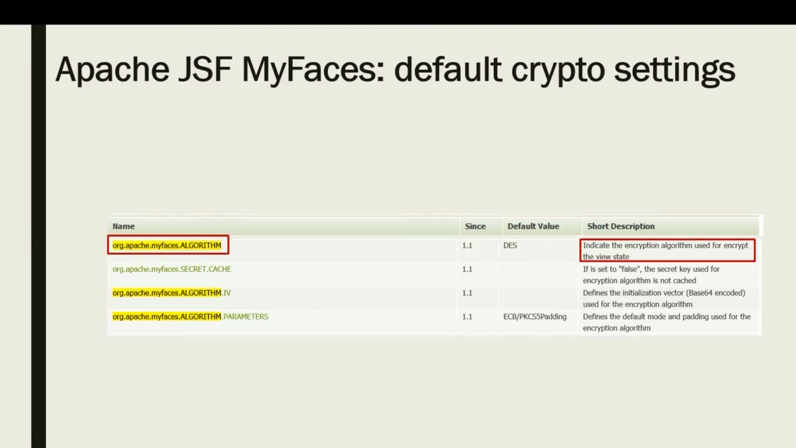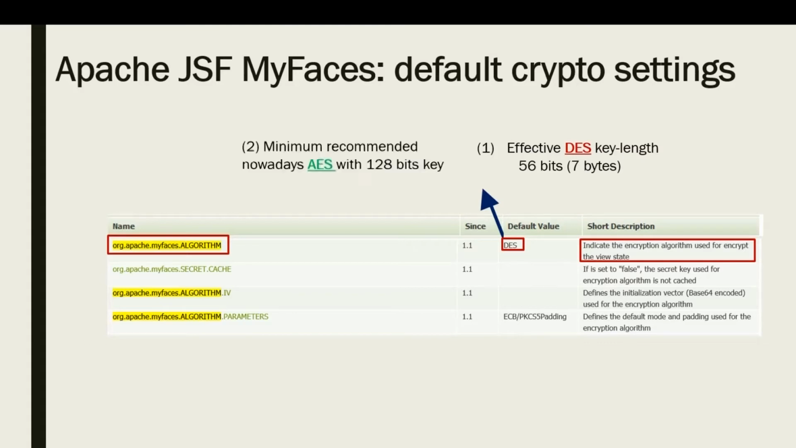It indicates the encryption algorithm used to encrypt the view state. The algorithm utilized by default is DES, Data Encryption Standard, providing an effective key length of just 56 bits. DES is considered deprecated since 1999. The minimum recommended protection level today is at least AES with a 128 bits long key. It means DES is easy to crack and absolutely a bad choice to protect view state strings. This is good news for the attacker.